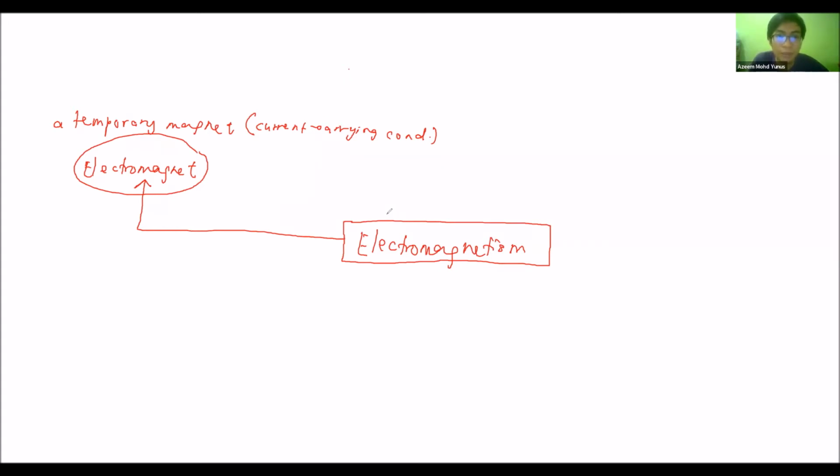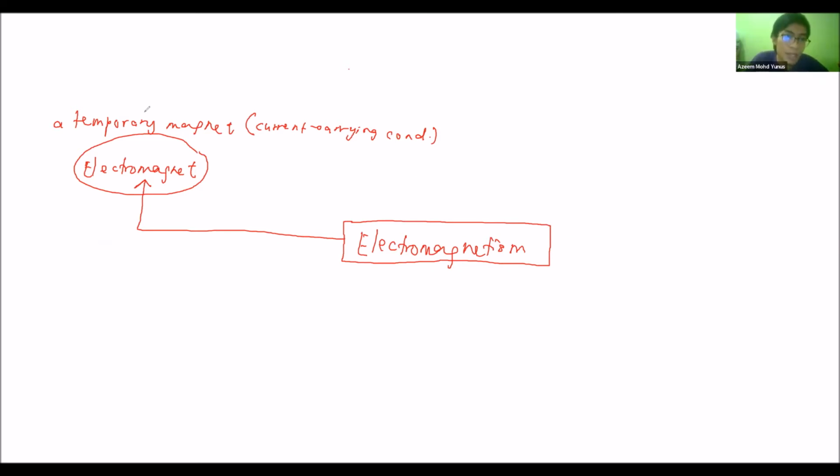In older terms, we might call it an induced magnet as well, induced magnetic field. But in our syllabus, it's not that important. Call it electromagnetic field instead. Magnetic field is also acceptable.